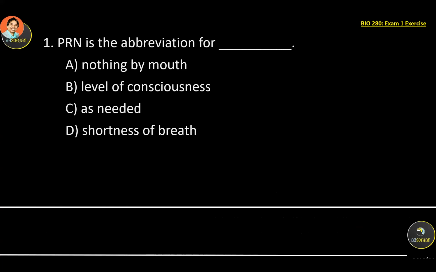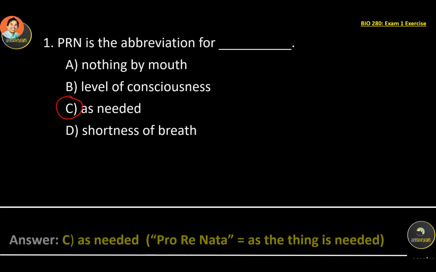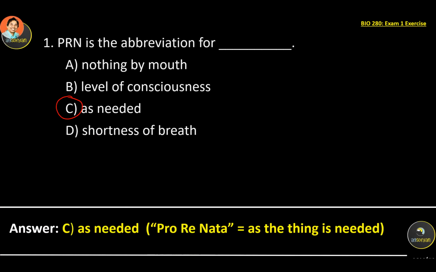PRN is the abbreviation for A, B, C, or D. So PRN is for as needed. Okay, it is actually from the Latin words pro re nata, meaning as the thing is needed. So the answer is as needed.